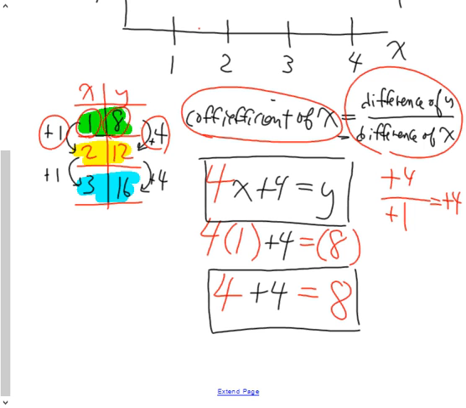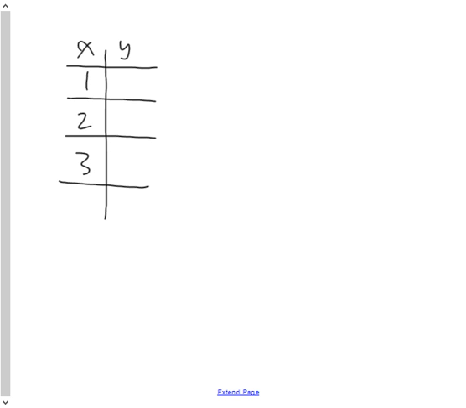So let's take another one. Let's just look at another question. I'm going to give you a table this time. Okay? And I'm going to put a relationship between three, I'm going to put 1, 2, 3, and I'm going to put 5, 7, and 9.